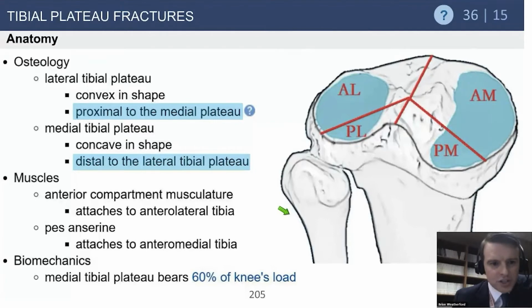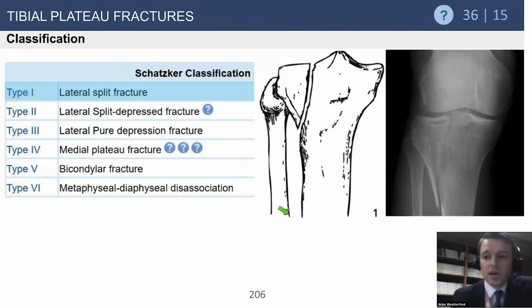Okay, the osteology of the tibial plateau. The lateral plateau is convex in shape. It's typically elevated relative to the medial plateau. The medial plateau is concave and distal to the lateral plateau. The anterior compartment musculature arises and attaches to the anterolateral tibia. The pes anserinus, the three attachments of the hamstrings, will attach to the anteromedial tibia, and that has implications for your surgical exposure as well. The medial plateau bears the majority of load of the knee, that's 60%, which is also why we're more aggressive with fixing medial plateau fractures.